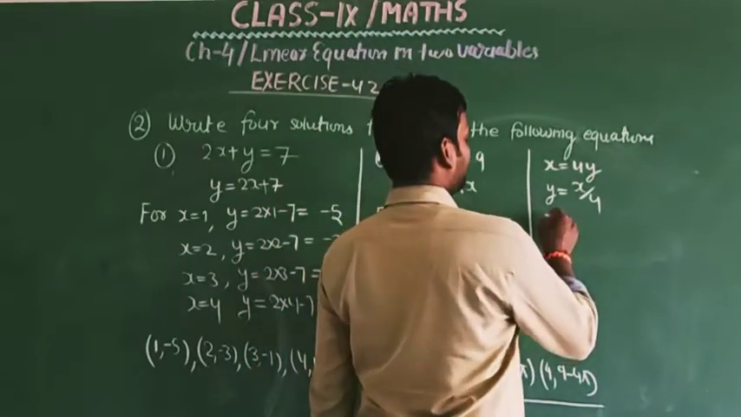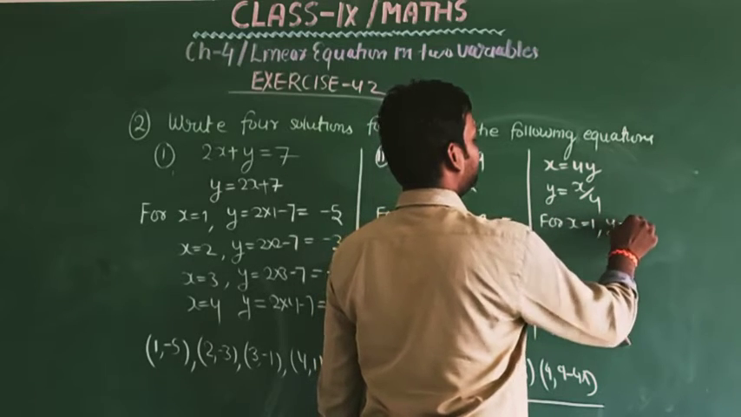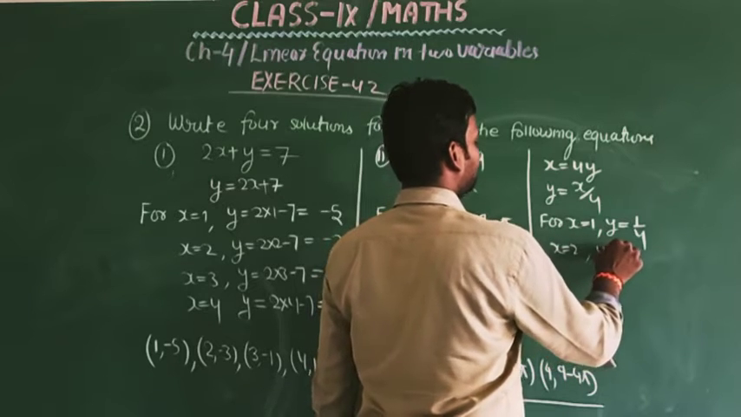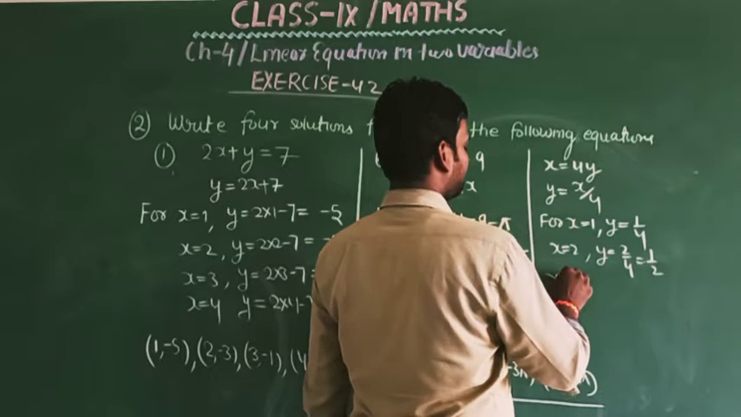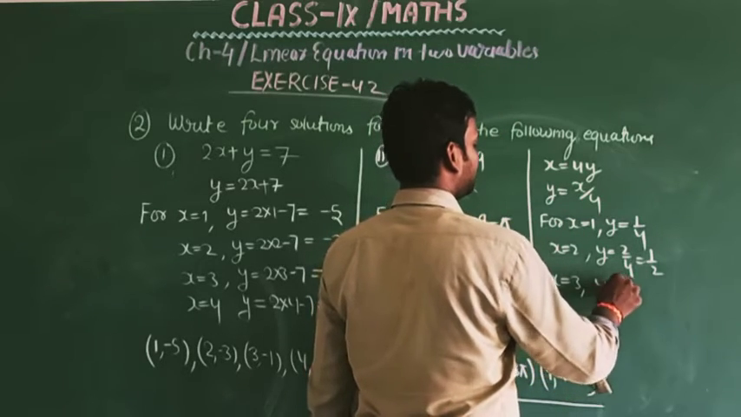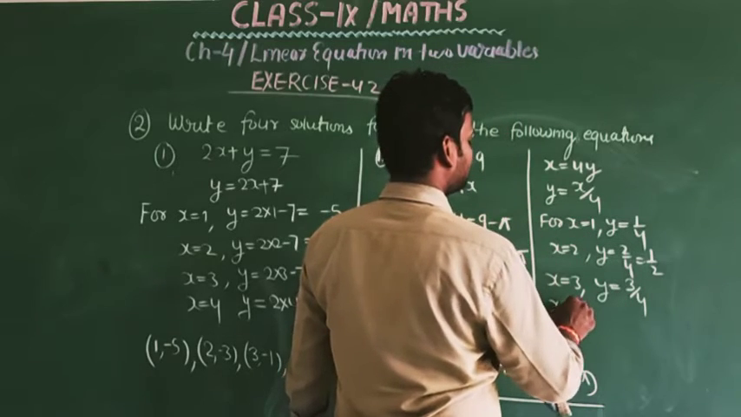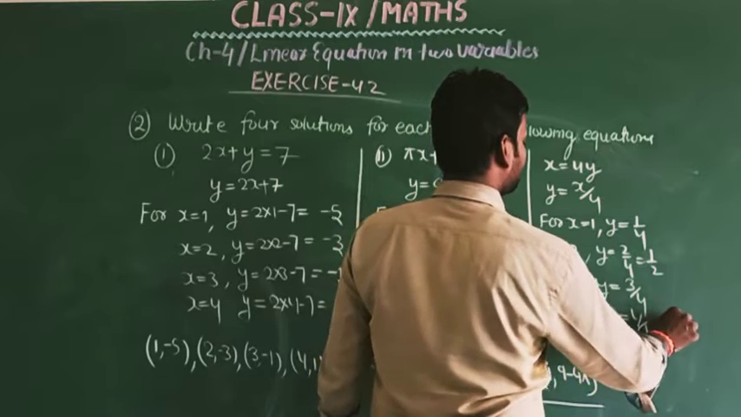Now taking x equal to 1, then y becomes 1 by 4. For x equal to 2, y equal to 2 by 4 equal to 1 by 2. For x equal to 3, the value of y is 3 by 4. For x equal to 4, the value of y equal to 4 by 4 equal to 1.